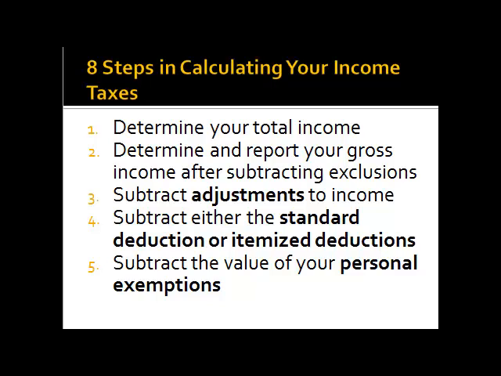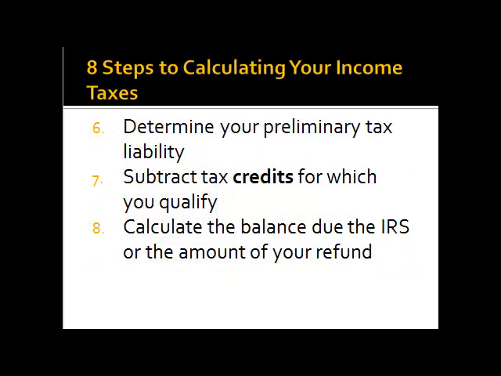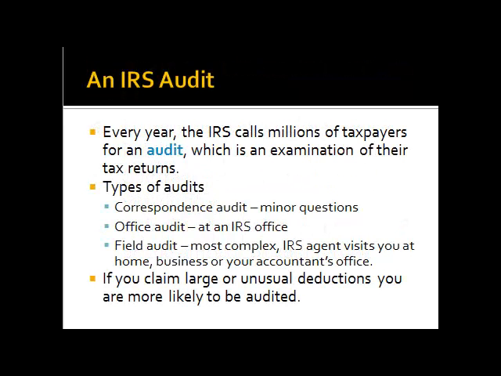Then you're going to subtract either the standard deduction or itemized deduction, whichever one is more. You're going to subtract the value of your personal exemptions. You're going to determine your preliminary tax liability. You're going to subtract any tax credits for which you qualify, and then you're going to calculate the balance due to the IRS or the amount of your refund.